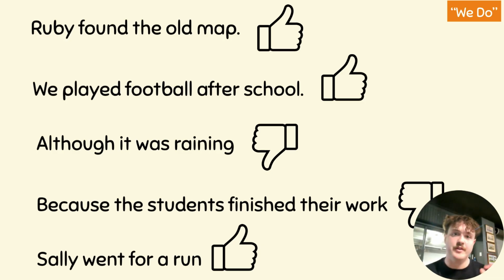The lesson then will move into the guided practice part of the model. Students are shown examples and asked to determine whether each is an independent or a dependent clause, through a thumbs up or a thumbs down. For the first one, for example, Ruby found the old map. Students need to consider whether this communicates a complete idea. And then another example, although it was raining, probably get a thumbs down. Students would recognize that something is missing and that the idea depends on another clause.